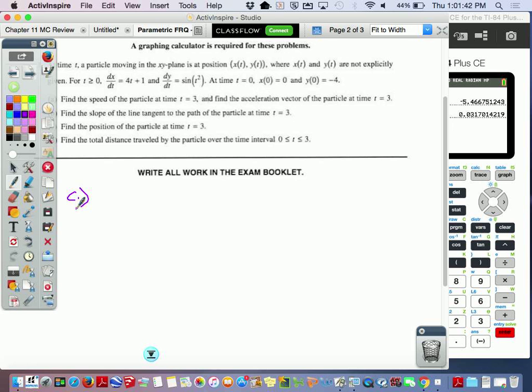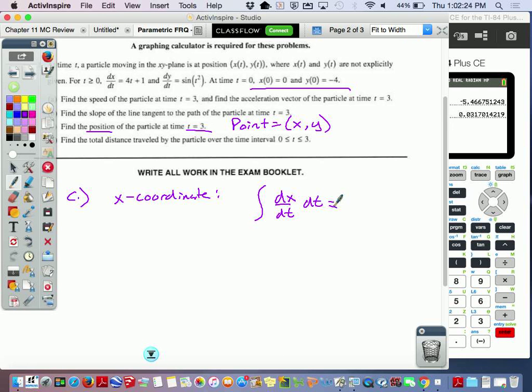Question C. Find the position of the particle at time t equals 3. When it says find the position, we're looking for the x and the y coordinate. So we need an x and a y. We are going to use this initial point that was given to us. So we're going to set up 2 integrals, one for the x coordinate and one for the y coordinate. I'll start with the x coordinate. I'm going to do the integral of dx/dt, and the endpoints I'm going to choose are from the point I have to the point I'm looking for as far as the t goes. So from 0 to 3, and then this will equal x of 3 minus x of 0.